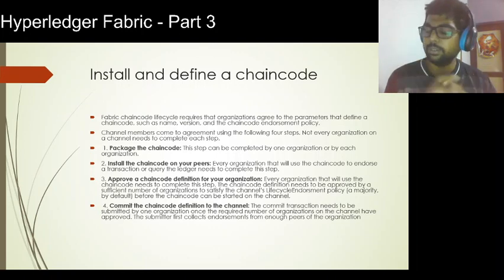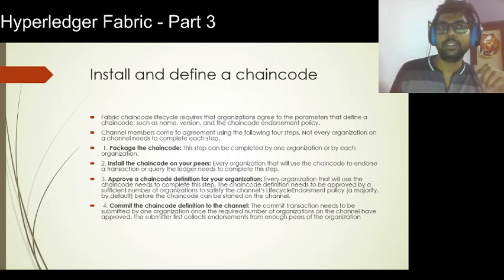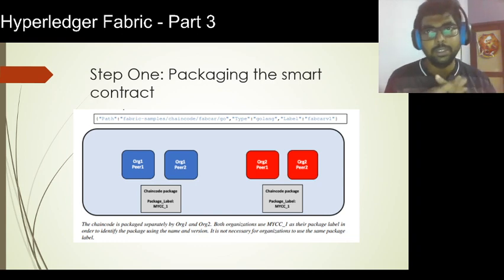And then they need to be installed on each peer for the network to work. If they want to do some transaction with the ledger, or they want to query the data, chain code is required. Okay, then we are going to see packaging one of the smart contracts.